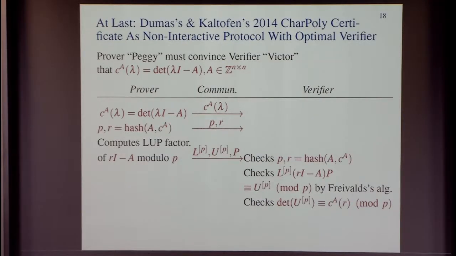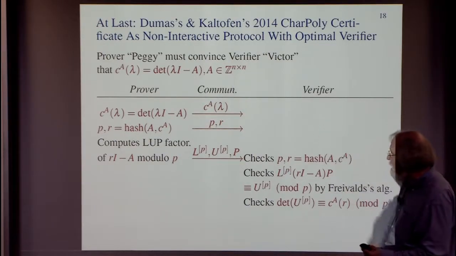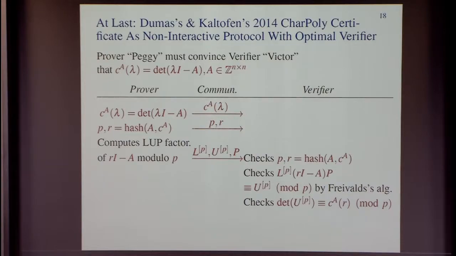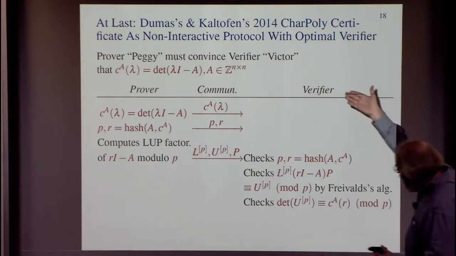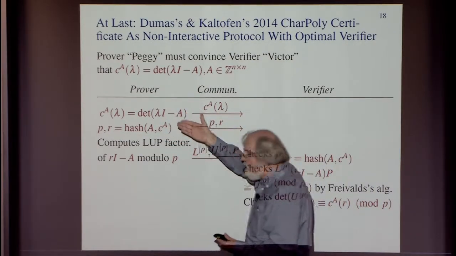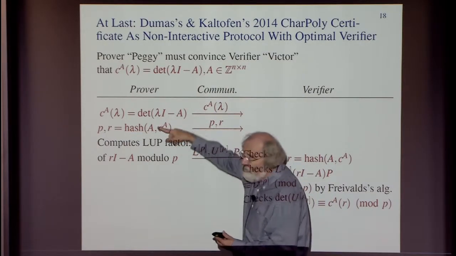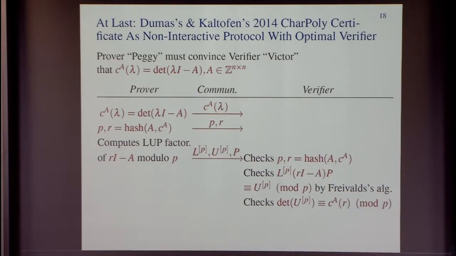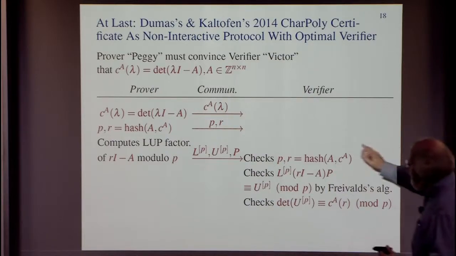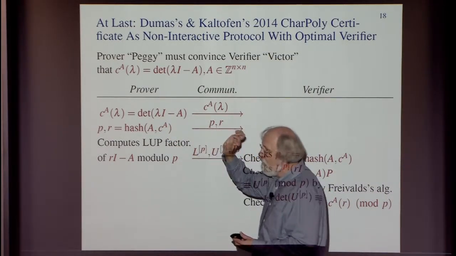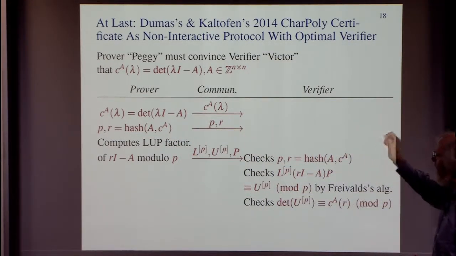And of course, you can take out the interactivity by Fiat-Shamir, by just hashing the smallish prime and that random value at which we evaluate from both the input matrix and the characteristic polynomial. This is important, the commitment of the characteristic polynomial. Because otherwise, the prover just adjusts the characteristic polynomial so that there is agreement at that R with the determinant.